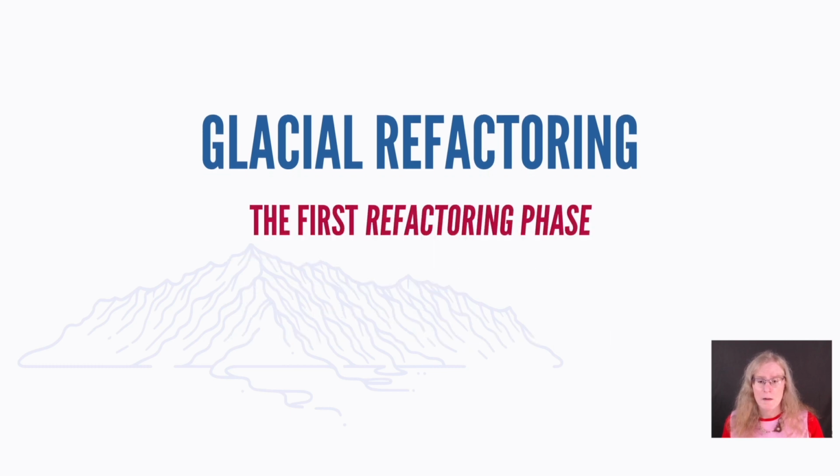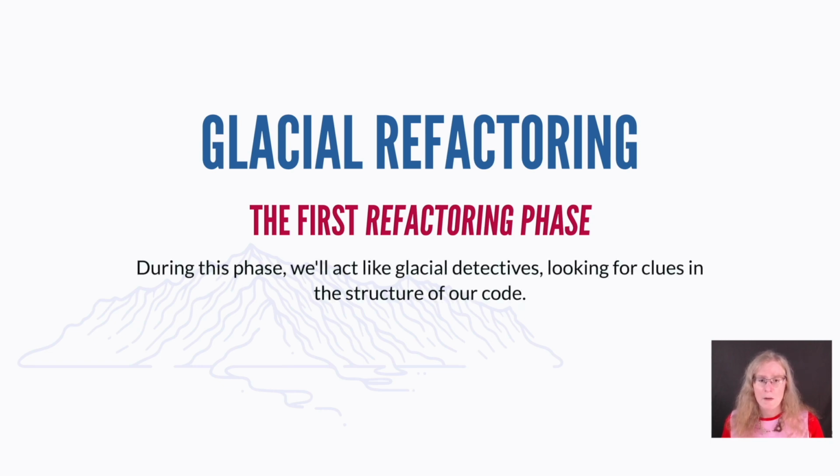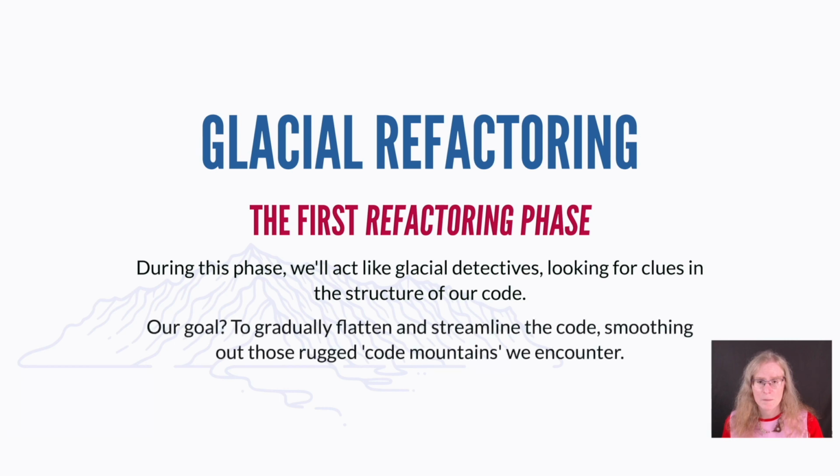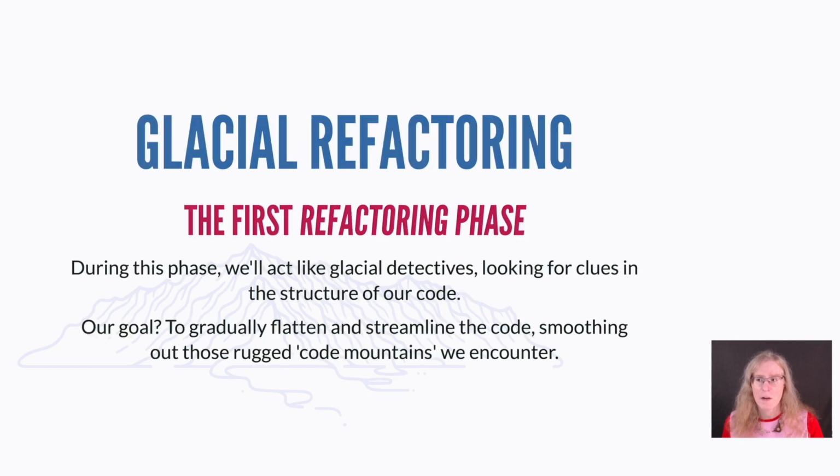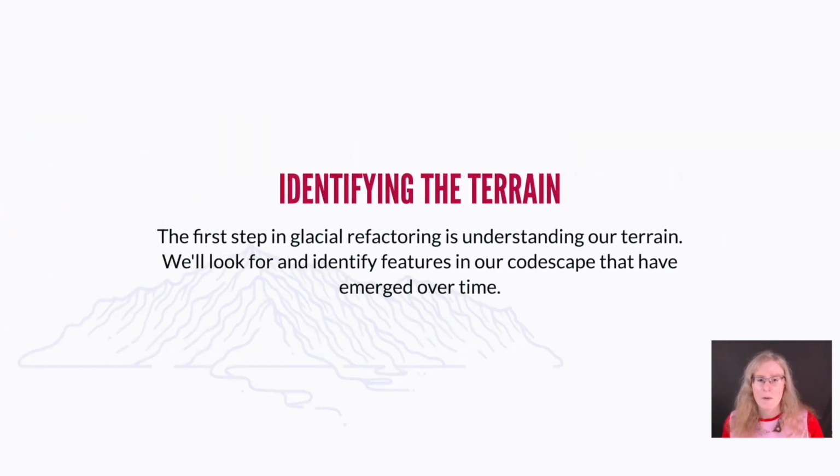At the beginning of the second phase, which is our first refactoring phase, we'll get to act like glacial detectives, looking for clues in the structure of our code, a lot like landscapes. Our goal? To gradually flatten and streamline the code, smoothing out those rugged code mountains we encounter. We have to identify our terrain, and the first step in glacial refactoring is understanding it. We'll look for and identify features in our codescape that have emerged over time.